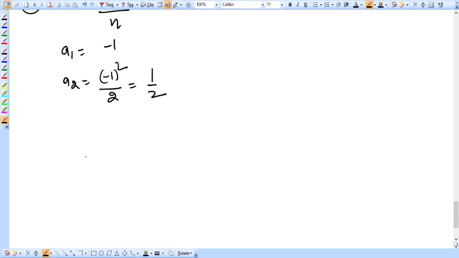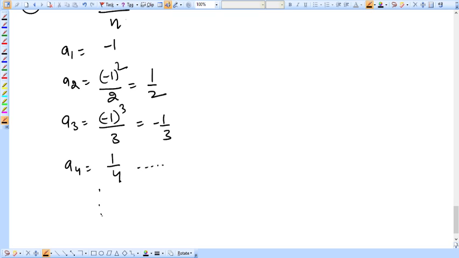And what is a3 here? a3 is equal to minus 1 power 3 divided by 3, and it is equal to minus 1 by 3. And a4 is 1 by 4. In this way we get all the terms of this sequence. So this sequence is minus 1, 1 half, minus 1 by 3, 1 by 4, minus 1 by 5, and so on.